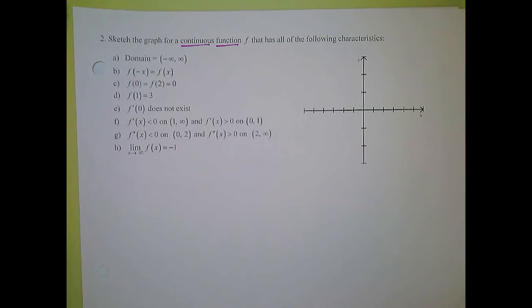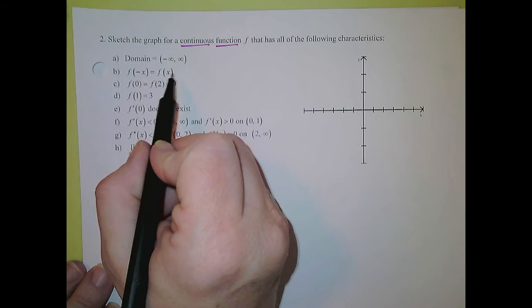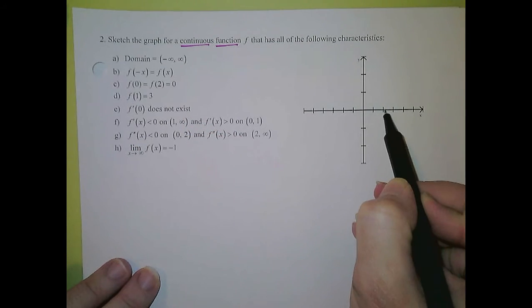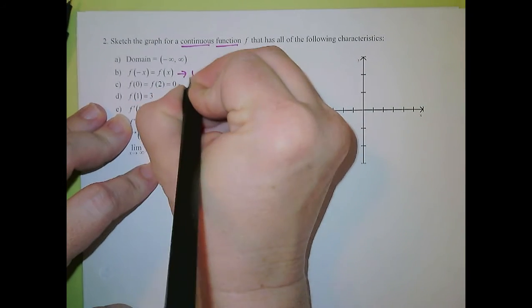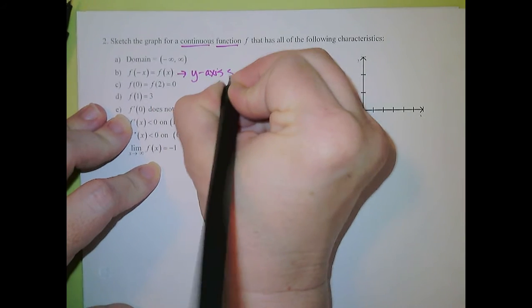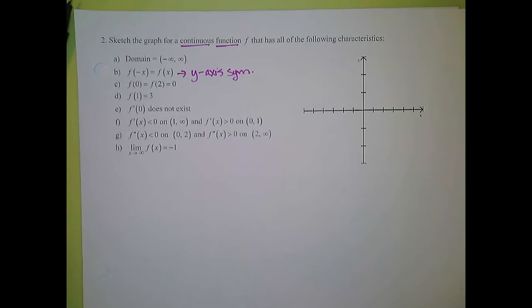So the first thing they've told us is the domain is negative infinity to positive infinity. So then we know that it's continuous for all values of x. Part B tells us that f of negative x is equal to f of x. So in other words, whether I plug in the negative x value or the positive x value, here or here, I'm going to get the same function value. In other words, they're telling us that this has y-axis symmetry. Which is important because if I can figure out what half of the graph looks like, I'll immediately know what the other half on the other side of the y-axis is going to look like as well.